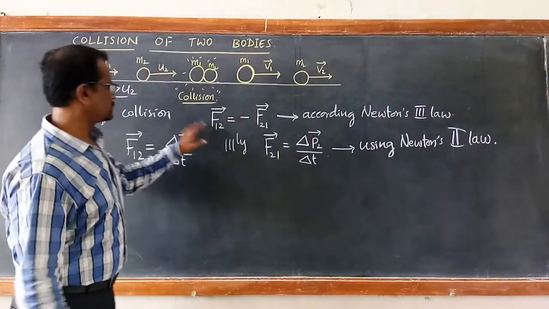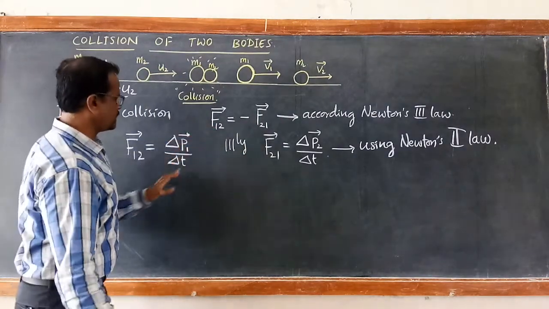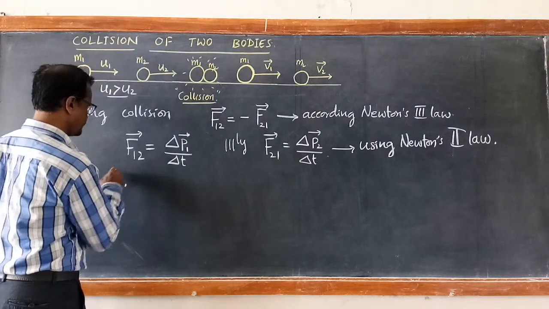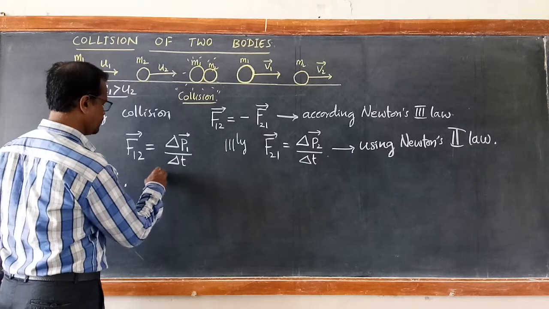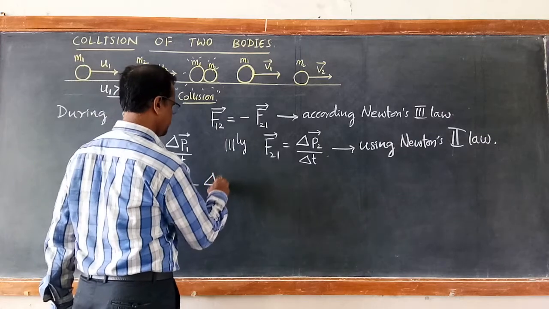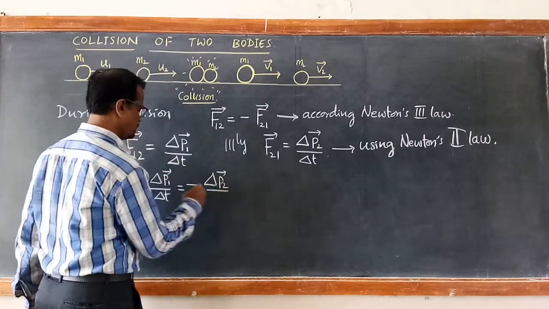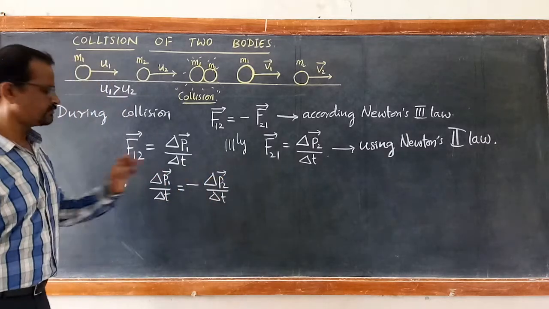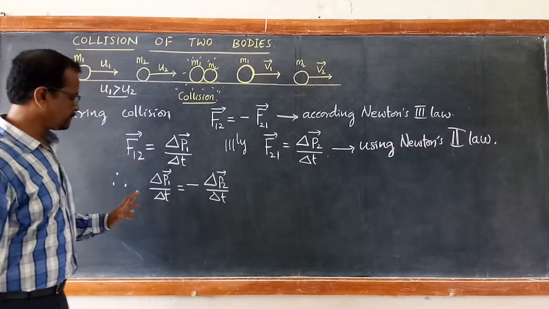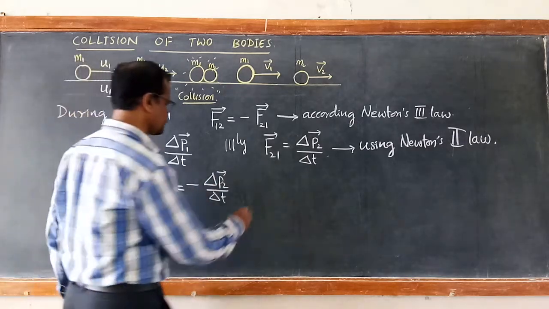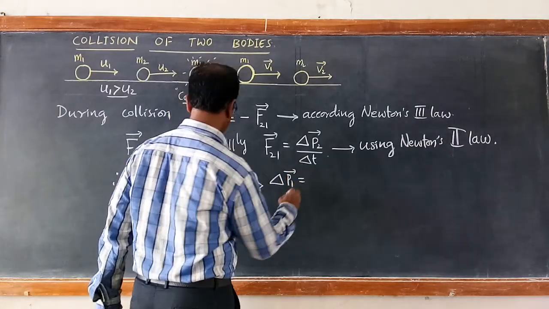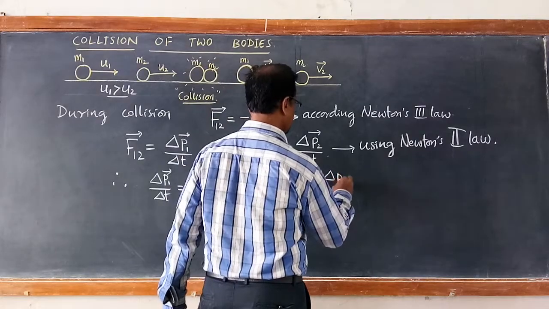Now substitute these values in the above equation. Substituting this here and this one here, we get delta P1 by delta T is equal to minus of delta P2 by delta T. See, I am making use of vector notation. So delta T cancels. So when delta T cancels, this implies change in momentum of first particle is equal and opposite to change in momentum of second particle.